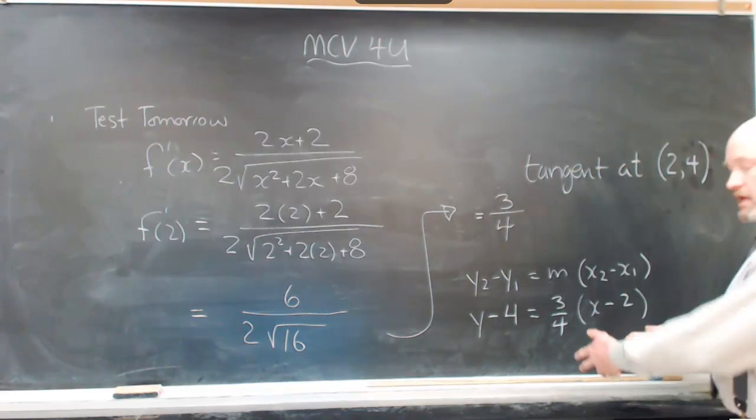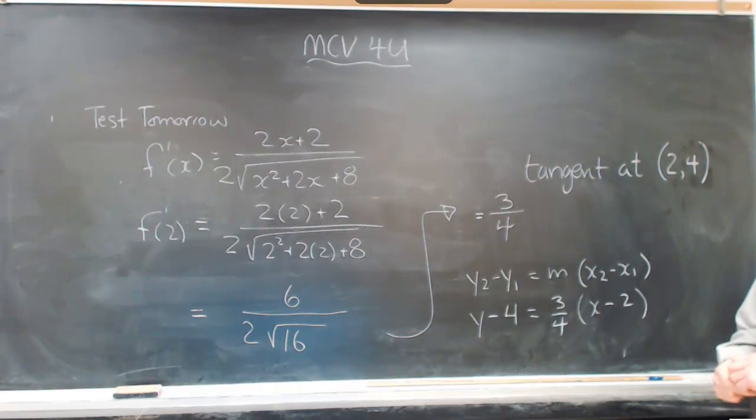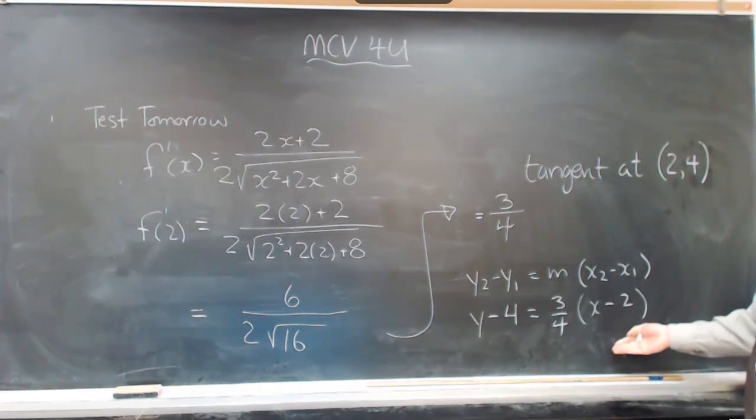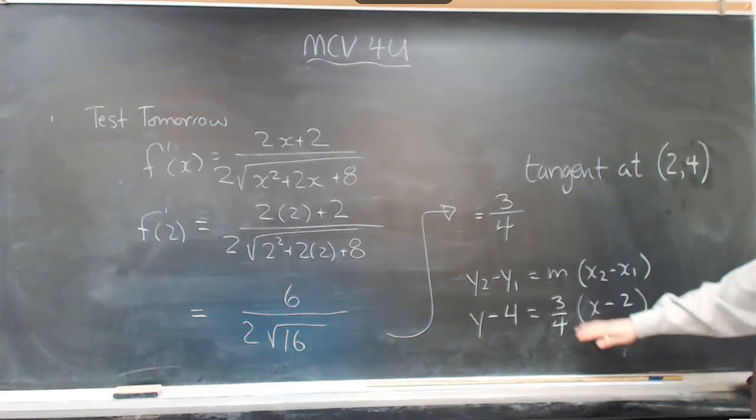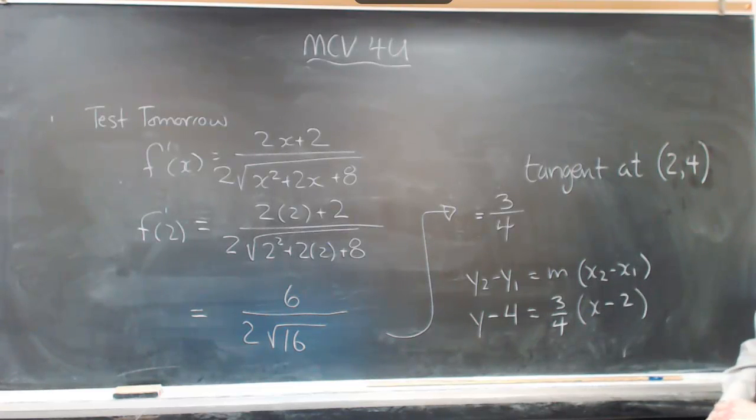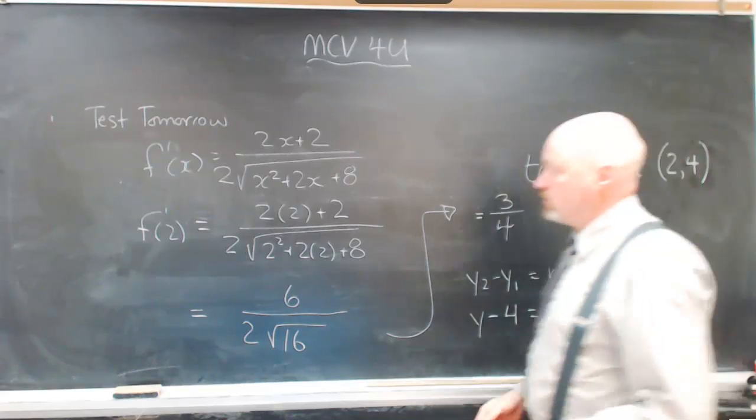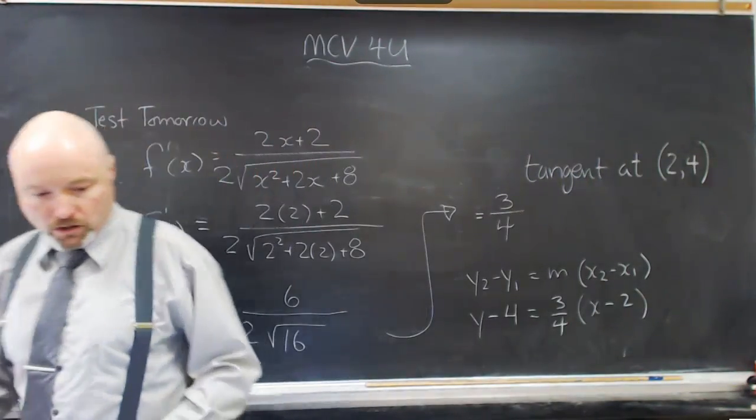Okay, so that's the equation in point slope form, but you could solve that for y equals mx plus b. Okay, good. I've got one more question.